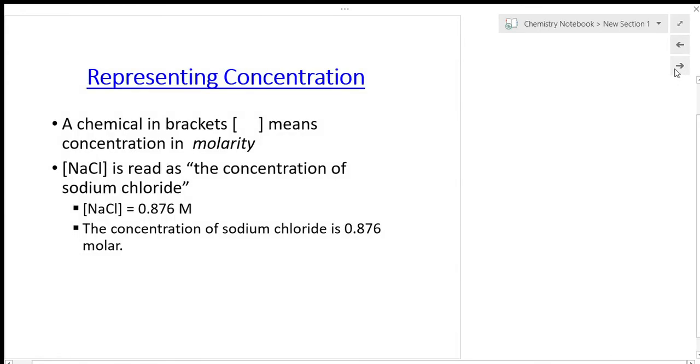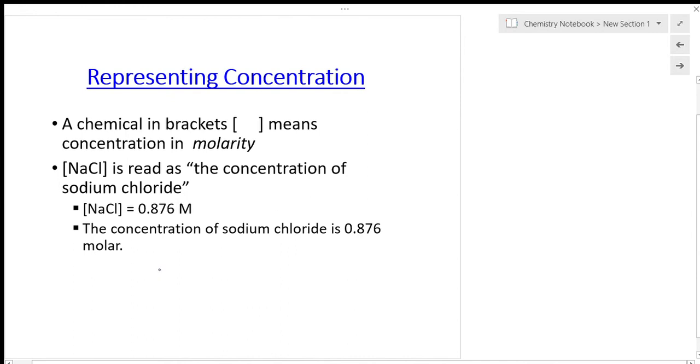Okay, real quick, before we get to our last example, number 4, let's talk about how we represent concentration. Sometimes if you see a chemical in brackets, that means molarity. For example, if you see NaCl in brackets, it means the concentration of sodium chloride. In this example, the concentration of sodium chloride is 0.876 molar. That means 0.876 moles per every 1 liter of solution.